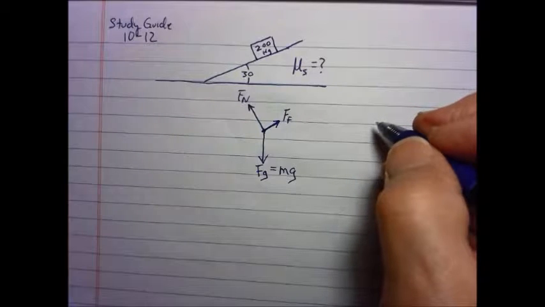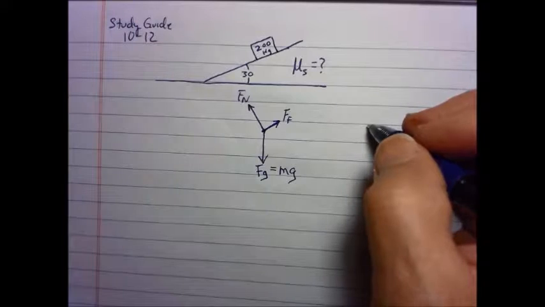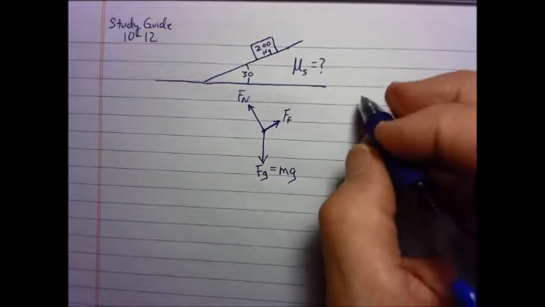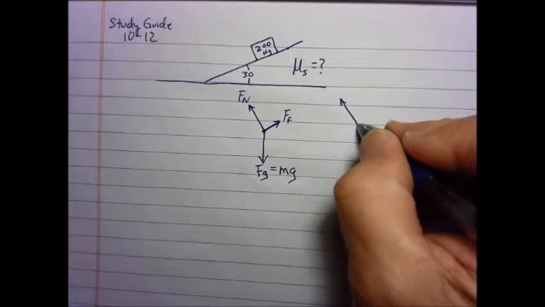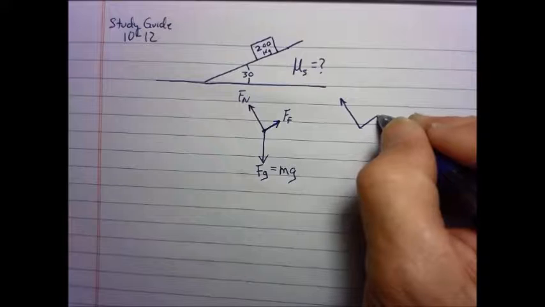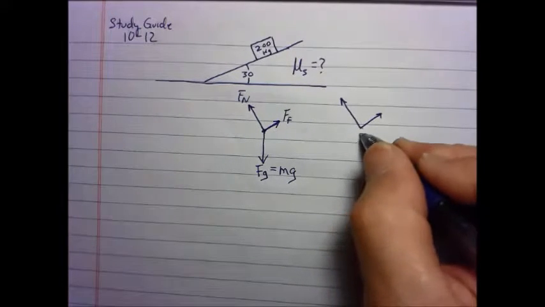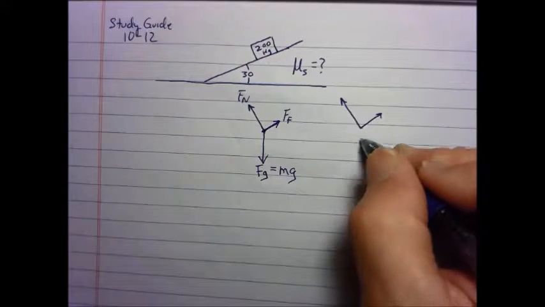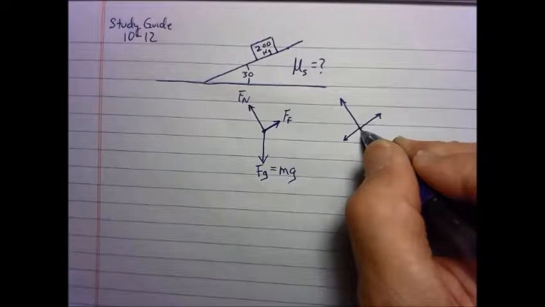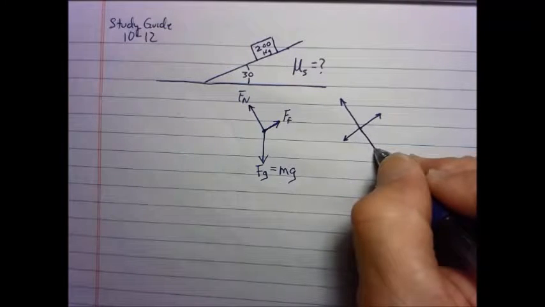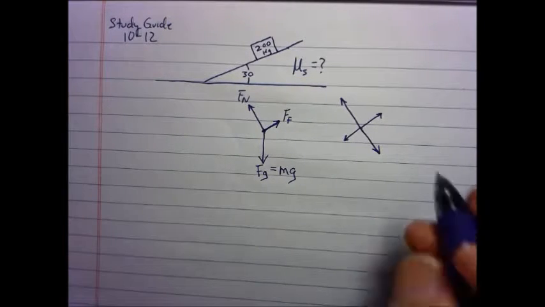Number 11 says draw a second diagram showing the components of all the forces acting on the crate in a coordinate system that makes it easy to apply the law of friction. Okay, so now we're going to redraw this. We got force normal going off in that direction, force of friction going off in this direction. Now, instead of drawing my force of gravity as one vector pointing straight down, I am going to draw it as having two components, this way and this way.